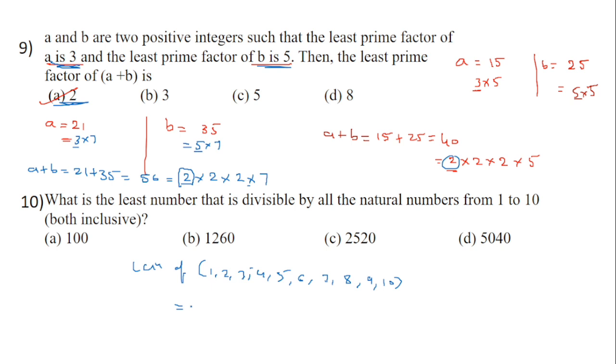How to remember that? We can remember it directly. If you find the LCM, you will get 2520. So the answer is 2520. You can remember it directly. What is the least number that is divisible by all natural numbers from 1 to 10? It is 2520. You can remember it directly. Okay, fine. We'll move on to the next question.